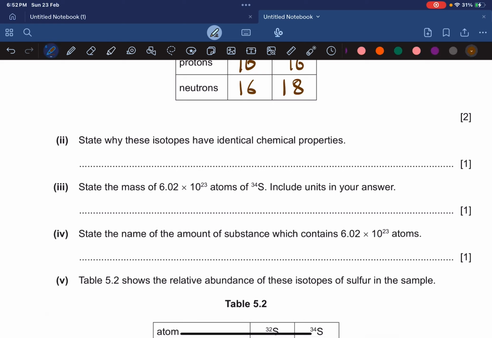State why these isotopes have identical chemical properties. Remember that isotopes always have identical chemical properties because they have the same number of electrons, and electrons determine the chemical properties. So we're going to write same number of electrons, hence same electronic configuration.